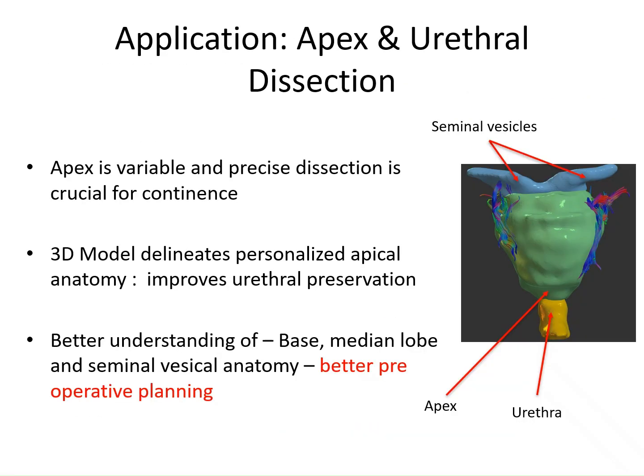Apical dissection is one of the most technically demanding steps in radical prostatectomy, and apical and urethral dissection is one of the most important applications of this 3D model. The model highlights the urethral plane and apical fibers, giving the surgeon advance knowledge of difficult areas. Not just apical and urethral dissection, it also gives a better understanding of the base, median lobe, and seminal vesicle anatomy, all helping to improve the outcome of the patient.